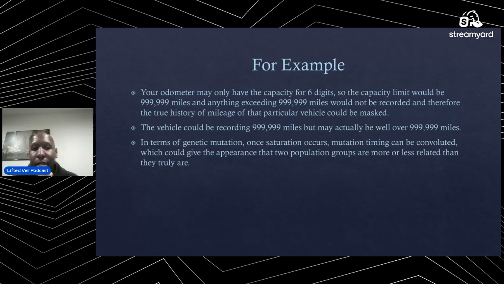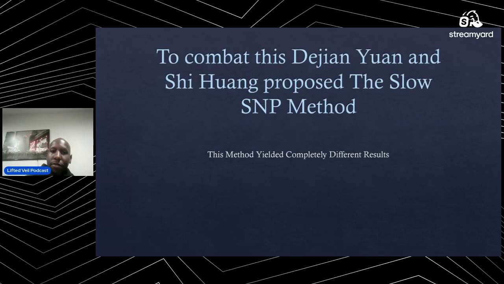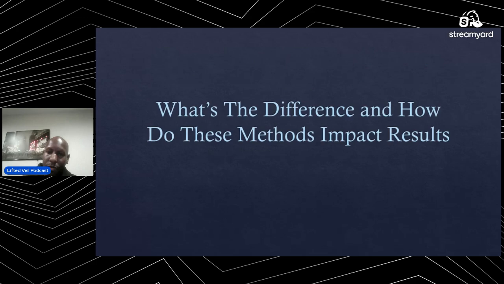In terms of genetic mutation, once saturation occurs, mutation timing can be convoluted, which can give the appearance that two population groups are more or less related than they truly are. To combat this, Dijon Wan and Shi Wang proposed the slow SNP method. This method yielded completely different results.